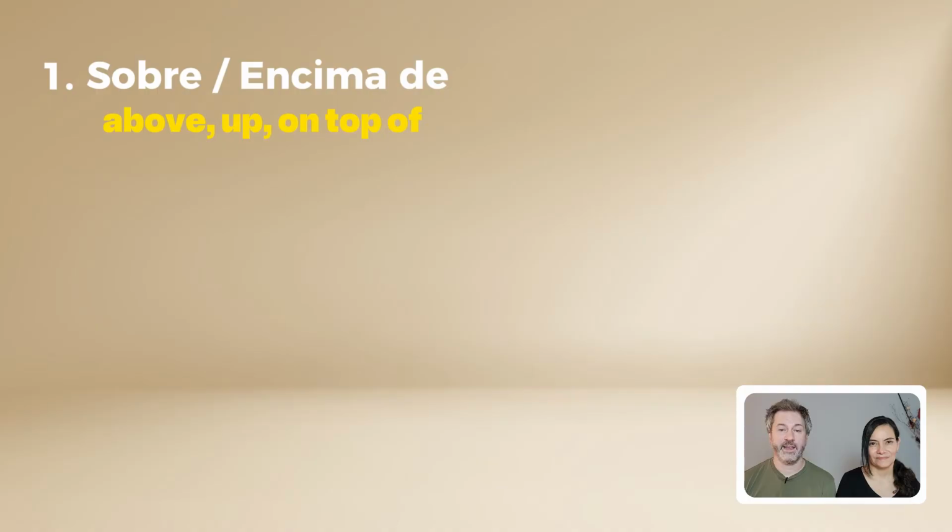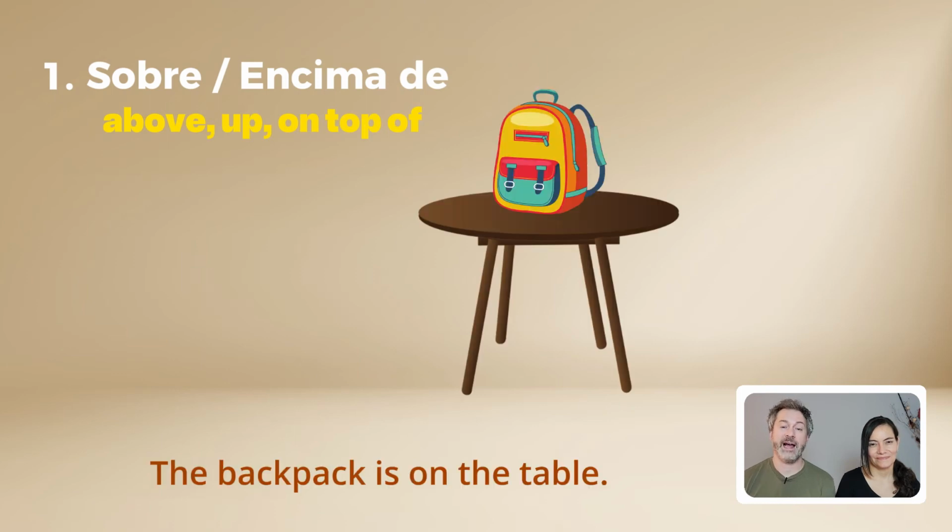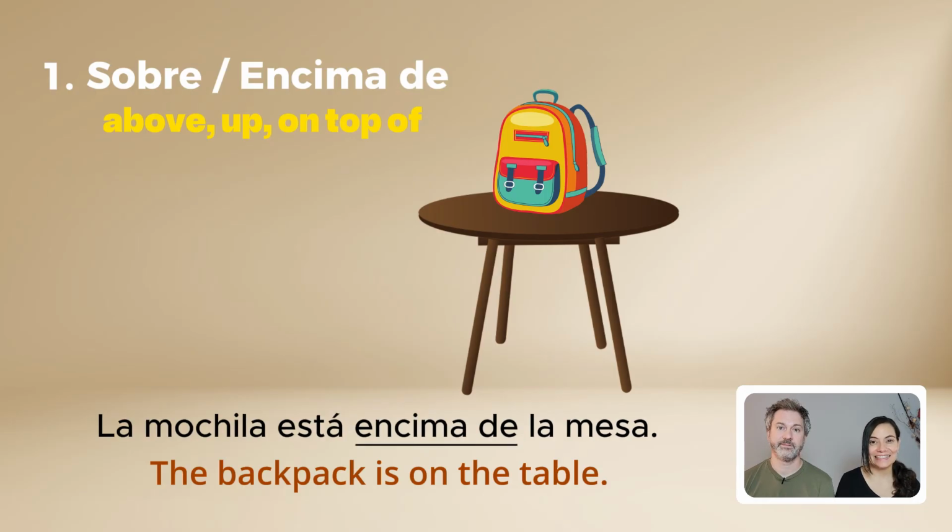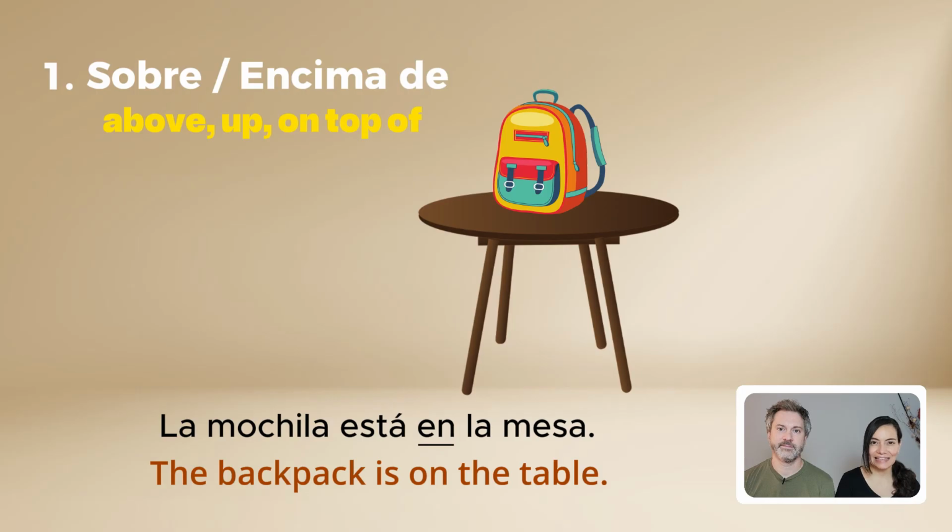Okay? Number one, if we want to express that something is above, up, or on top of something, we can use the words sobre or encima de. For example, let's go back to our first example. The backpack is on the table. La mochila está sobre la mesa. Or la mochila está encima de la mesa. But it's also common to simply hear la mochila está en la mesa.